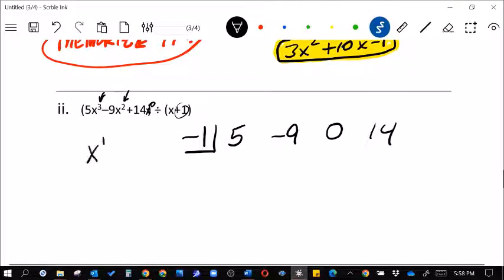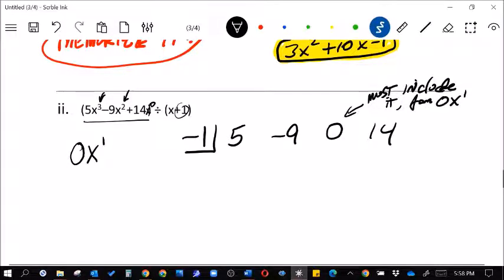If there's no x to the 1 like there should be in there, that's because the coefficient of it was 0. So it was 0 times x to the first power, and that means it's equal to 0, so we didn't even show it in this polynomial. But for synthetic division, you must include it, from 0 times x to the first power. So if there was no x squared in there, that would be because it was 0 times x squared, and we put a 0 in this spot where the negative 9 is. I've now set it up.